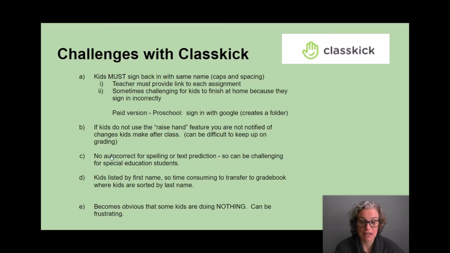It's a little bit limiting for special ed students because there's no autocorrect for spelling or text prediction that you would get within, like, Microsoft Word or Google Docs. Kids are listed by first name in alphabetical order within Classkick. So it can be a little bit time consuming to take what they scored on Classkick and transfer it over to the gradebook.